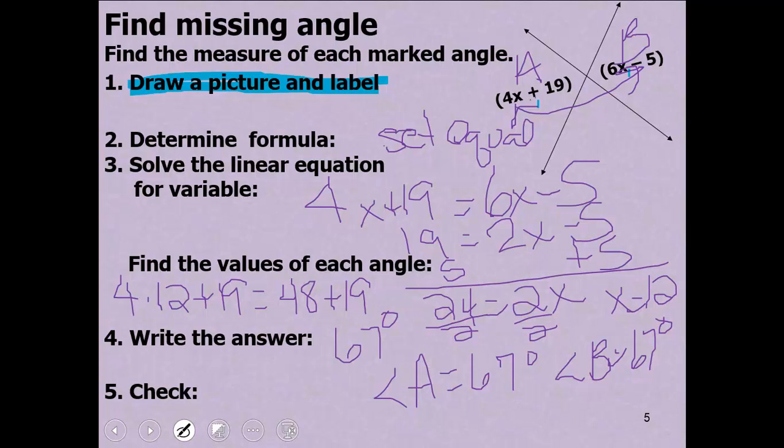Make sure that works in both of them. We got x to equal 12. So we would want to check our other one, which is 6 times 12 minus 5. Well, 6 times 12, that's 72, minus 5 is equal to 67. So we got it. Okay? All right. So both of them are 67 degrees. That's good because we set them equal to each other, right?